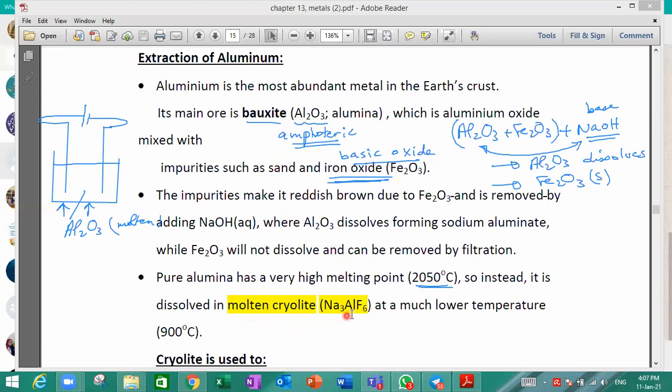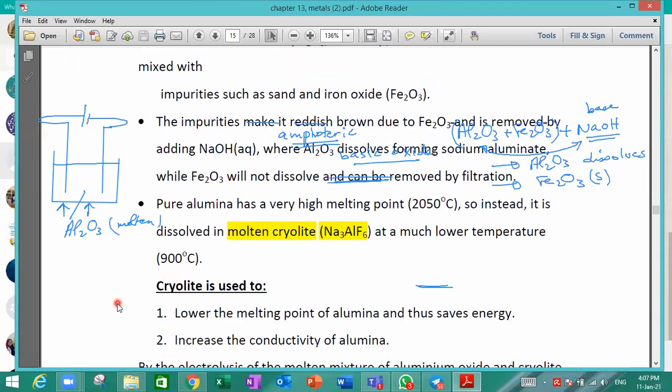We have to know this. We have to know its formula. And this molten cryolite, when it is added to alumina, decreases the melting point of alumina from 2050 to only 900 degrees Celsius. So this is the first use of cryolite.